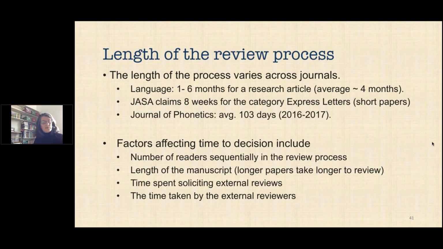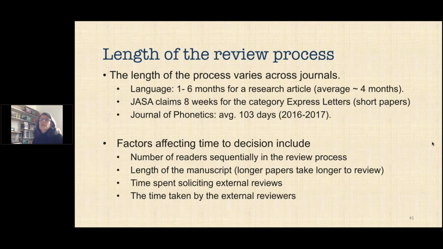And then you have associate editors who read the papers. They have their own academic careers as well, so they're fitting their Language work around everything else that they need to do. There's also the time spent soliciting external reviews, and then of course the external reviewers need to read the papers as well, and that can take time.